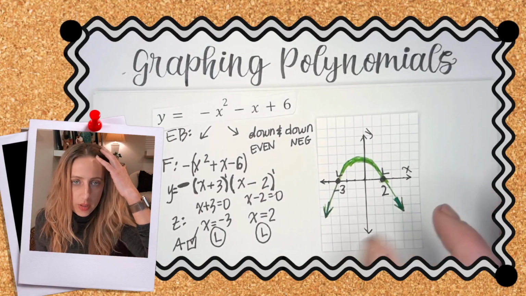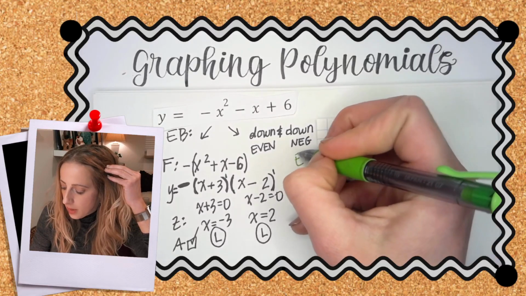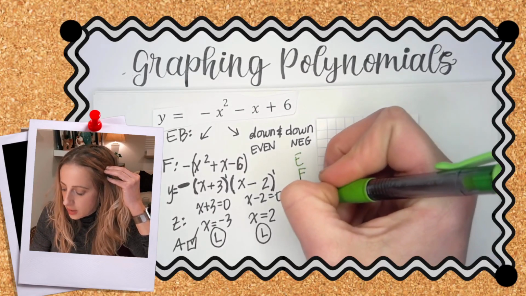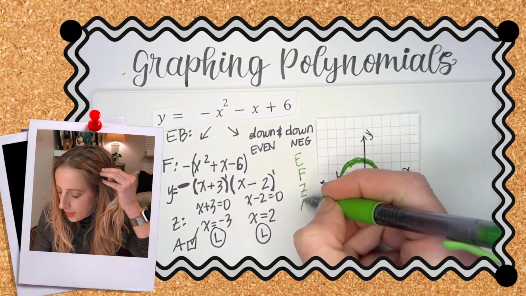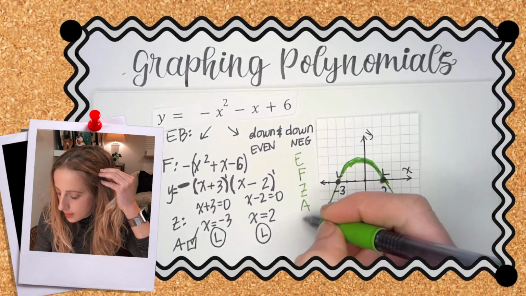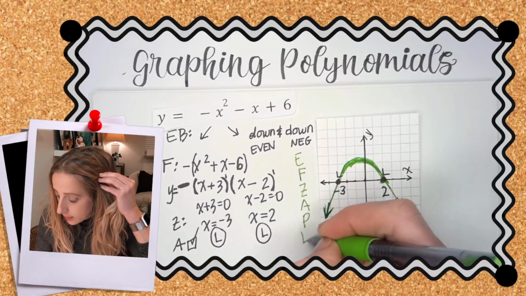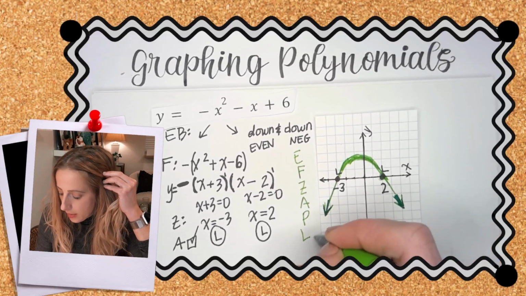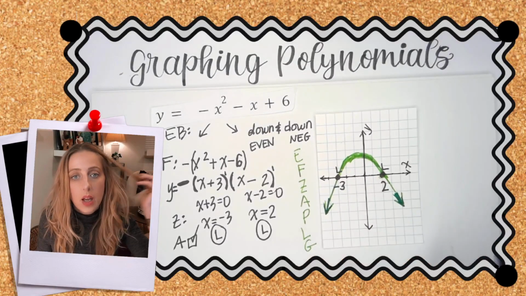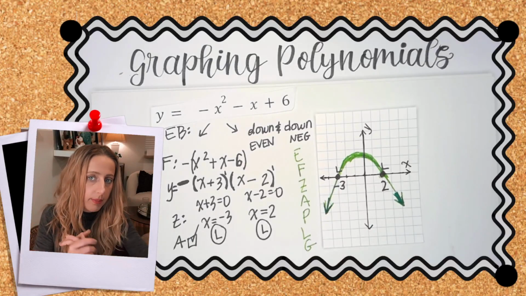So again, what were the steps? End behavior, factor, zero product property, axes, plot and label the local behavior, and then last but not least, we graph. That's it. There you have it.